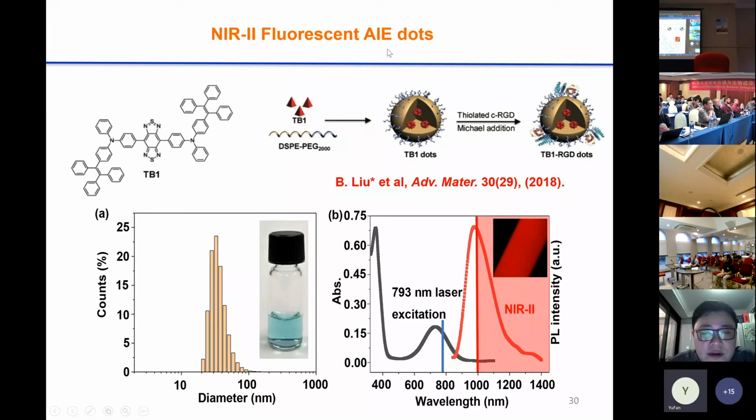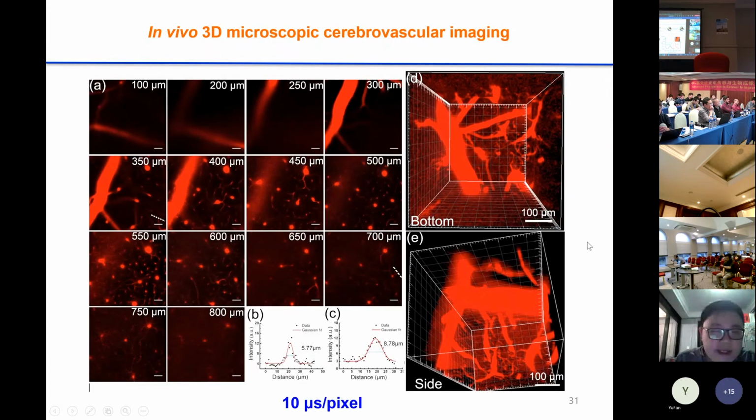Here it is also AIE dots, which was kindly provided by Professor Bin Liu's group in NUS. Under the NIR-I excitation, these AIE dots give out a very bright NIR-II fluorescence. And then we intravenously injected these nanoparticles into the body of a mouse.